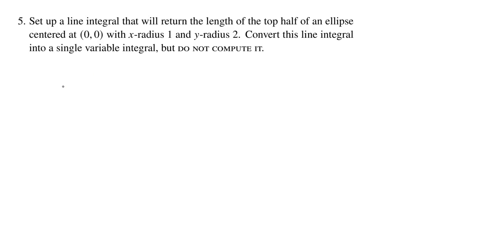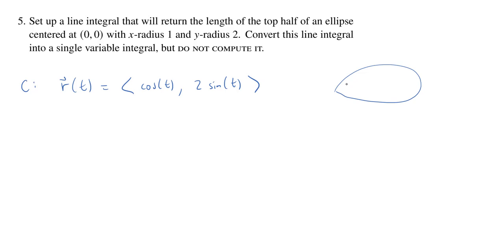So we want an ellipse. So if that's our C, let's see, it's centered at the origin, so we don't have to start with any 0 plus or anything. The x radius is 1, so I can just write cosine of t. And let's see, the y radius is 2, so I get 2 sine of t. Now we just want the top half of it. So again, let me just draw a little picture. It's not a terribly great ellipse, but okay, I just want this top half. So I can start at 0 and I only have to go until I get to pi.